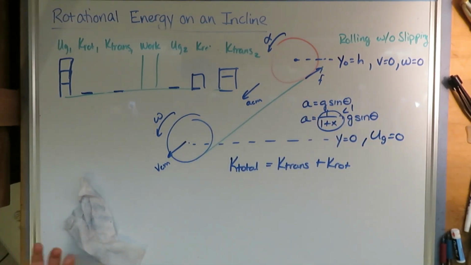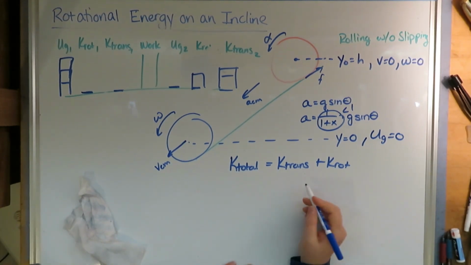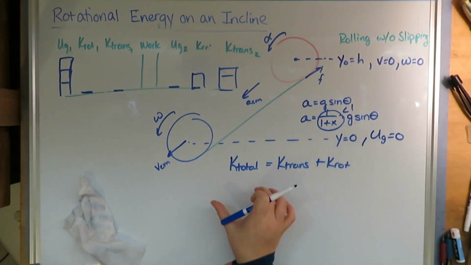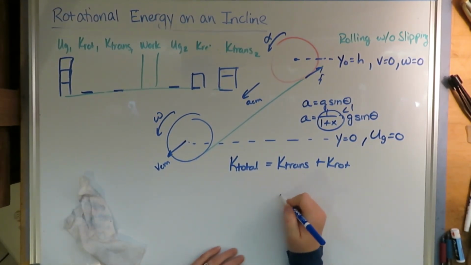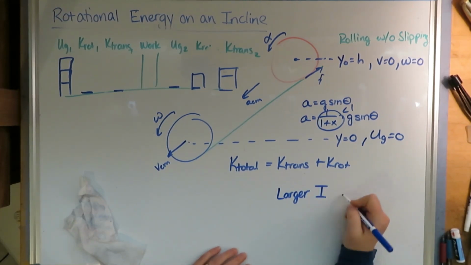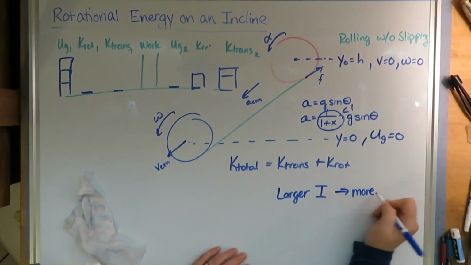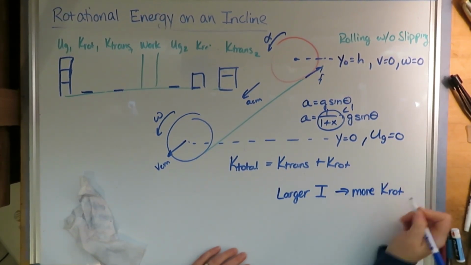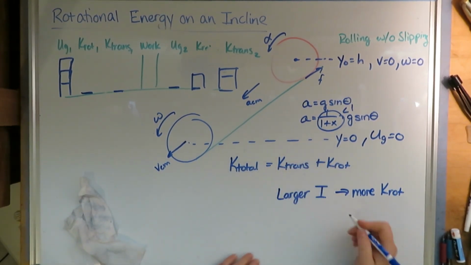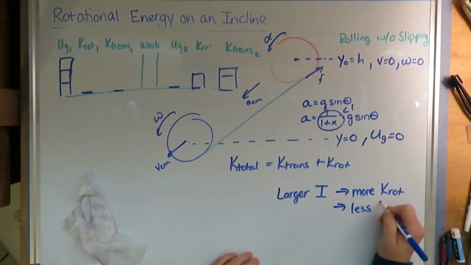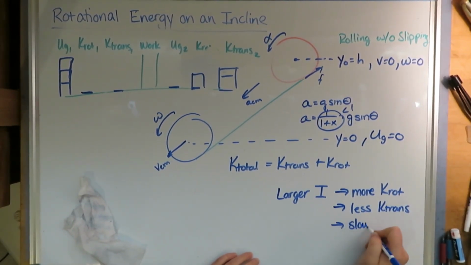From an energy standpoint, the same thing's true. My total energy is now getting split. The larger the rotational inertia I have, the more energy goes into rotational kinetic energy. So if I have a larger rotational inertia, I'm going to have more rotational kinetic energy, which means less translational kinetic energy, which means a slower linear speed at the bottom of the ramp.